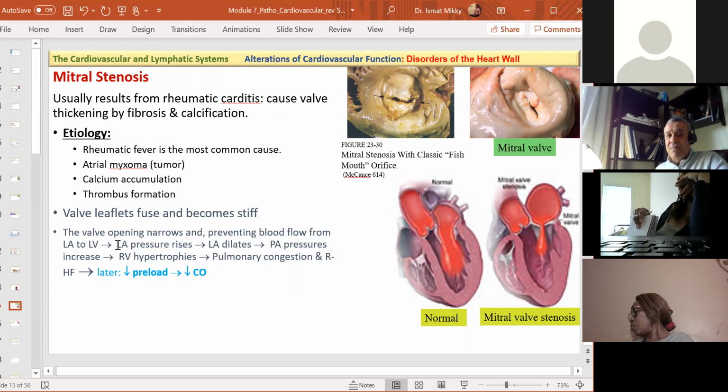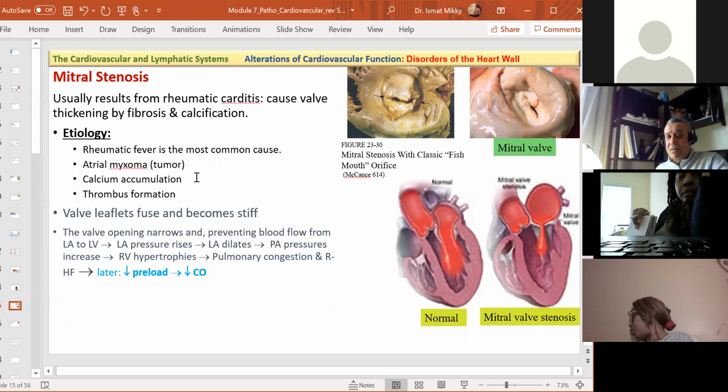As a result, left atrial pressure will rise because the pressure will be stagnant. More blood stays in the left atria, and due to that large amount of blood, the left atria will dilate. Pressure will eventually increase from the left atria, be transmitted to the pulmonary veins, back to the lungs, and then to the pulmonary artery. Pressure also will rise.